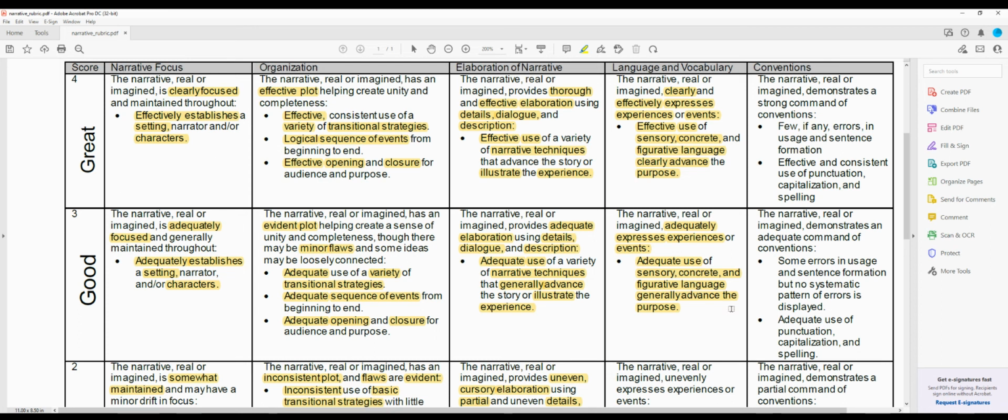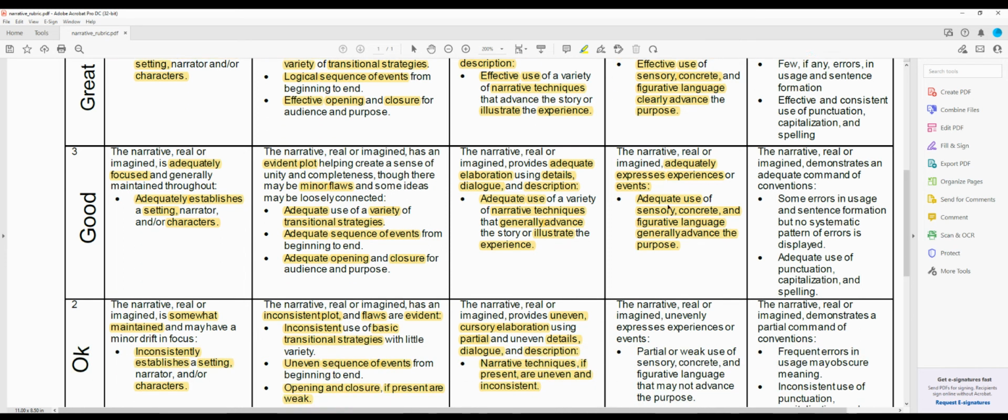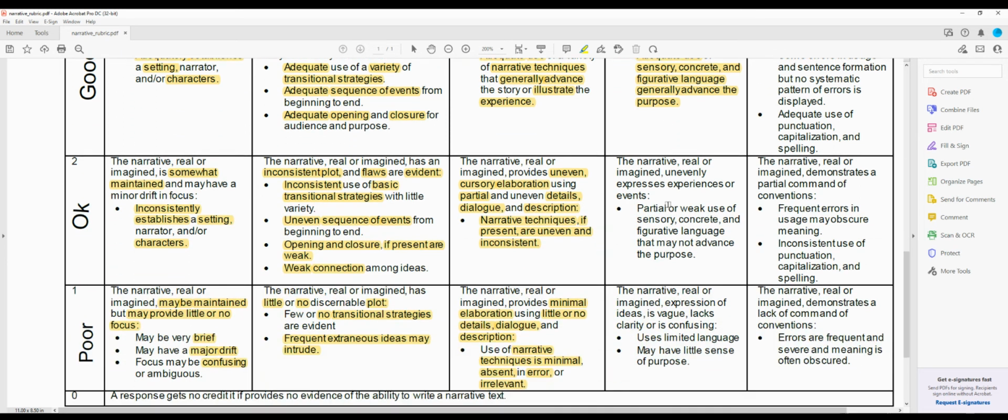Sensory, concrete, and figurative language generally advance. So we have effectively use, clearly advance, adequate use, generally advance. This is what our goal is: to use key words, key language to help communicate and paint a picture for our reader. Let's go to a 2 and a 1 paper.